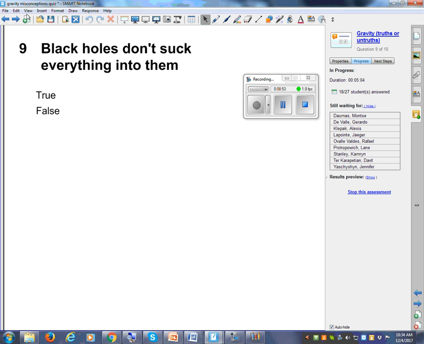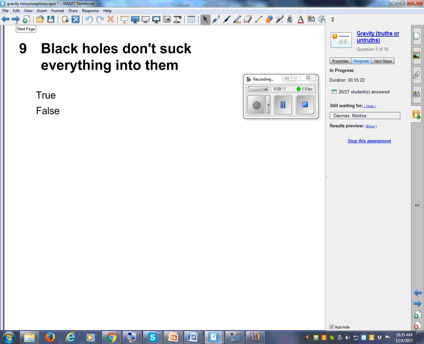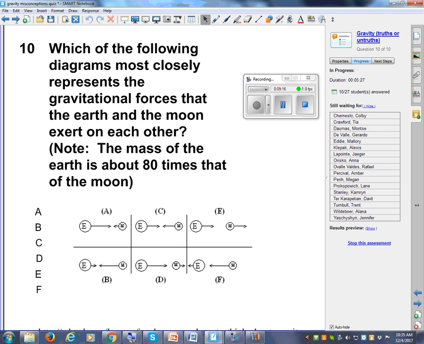Black holes don't suck everything into them. Read it carefully. And the last one, number 10, which of the following diagrams most closely represents the gravitational forces that the Earth and the Moon exert on each other? Note that the mass of the Earth is about 80 times that of the Moon.